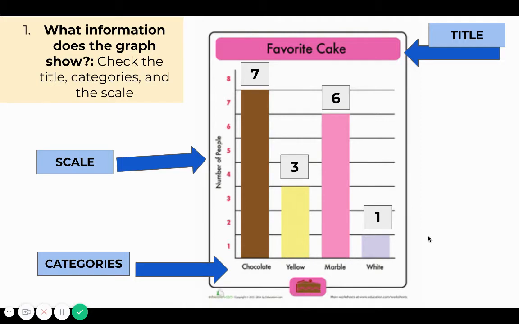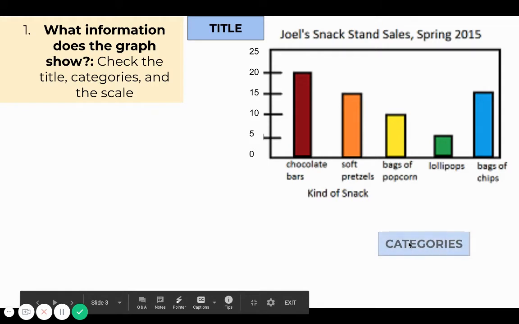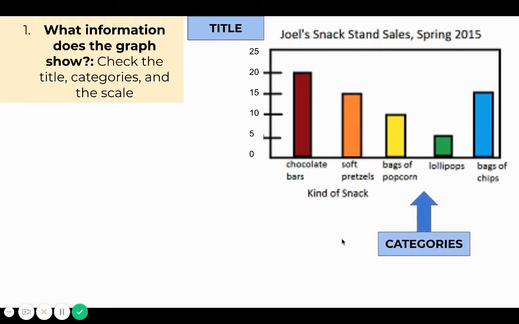That's an example of one type of scale you might see. Here's a graph with a different kind of scale. I'm going to start by looking at the title, which is Joel's Snack Stand Sales, which tells me that this is all going to be about different kinds of snacks that were sold. The different categories will show the kinds of snacks. There are chocolate bars, soft pretzels, bags of popcorn, lollipops, and bags of chips.